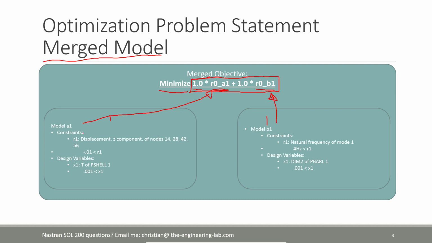Like before, any constraint you've created will be taken into account in this merged optimization. So when you're performing multimodal optimization with this example, it's going to take into account all the constraints for model A1 and all the constraints for model B1. Here on the left, I'm performing a static analysis, so it's going to take this into account. Here on the right, I'm performing a modes analysis. It will also take that into account.